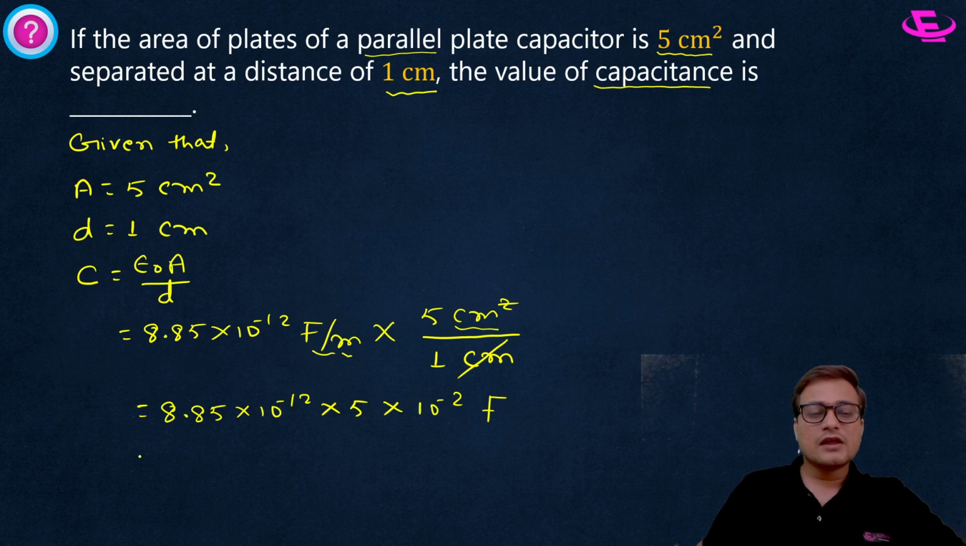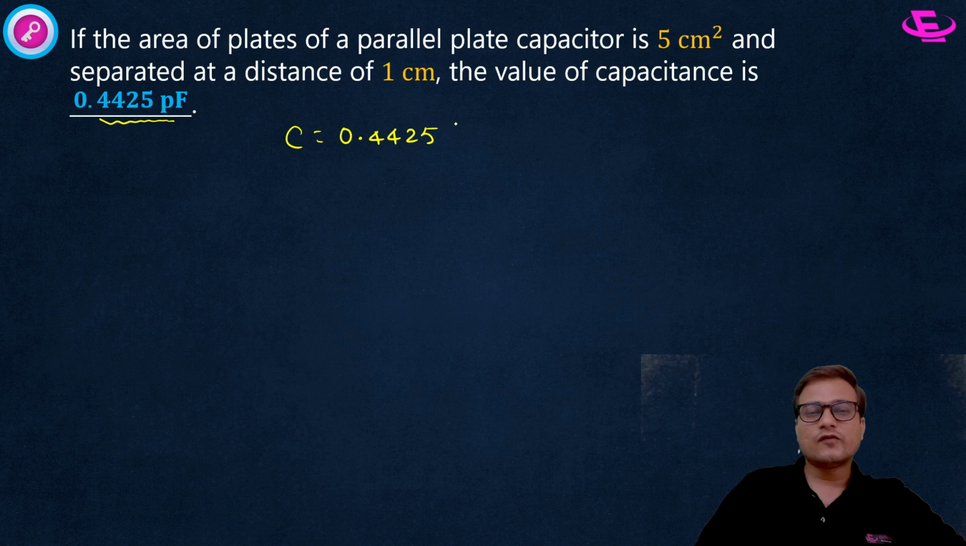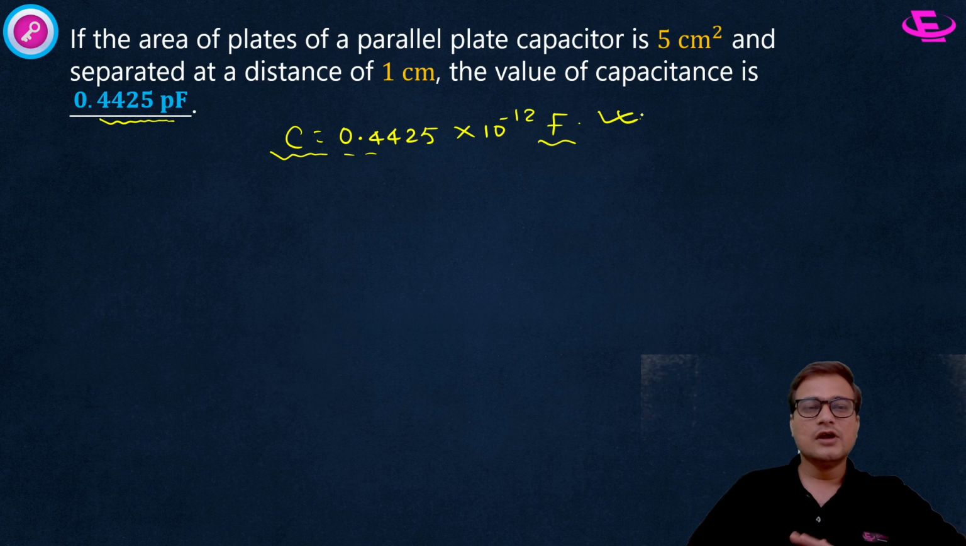So from here, if you calculate, the value will come to 0.4425 picofarad. So what is picofarad? Pico means 10 to the power minus 12. So 0.4425 into 10 to the power minus 12 farad. This will be the value of capacitance. I hope it is clear to you. These types of questions you can expect in the semester examination.